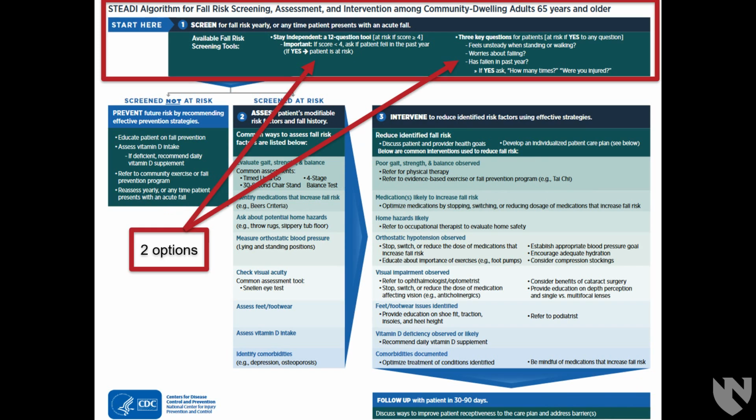Here is a screenshot of the algorithm. And in this presentation, I'm highlighting the top part, which is screening. There are two options that the CDC recommends that you could consider for this first step of screening, and I will explain these more on the following slides.